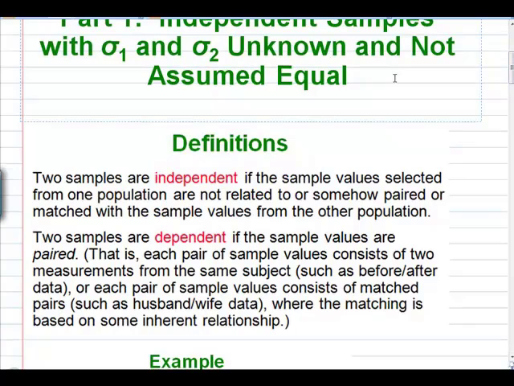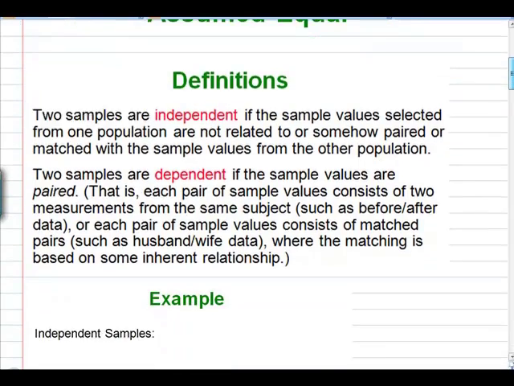Two samples we say are independent if the sample values selected from one population are not related to or somehow paired or matched with the sample values from another population. They're dependent if they are paired. For example, what we talked about in 9.1 with measuring the effectiveness of a cholesterol lowering drug. If you take a before measure, apply the treatment, and then take an after measure, those would be dependent variables because you have before and after measures. Or you could do twin studies or look at husbands and wives or other types of dependent variables.